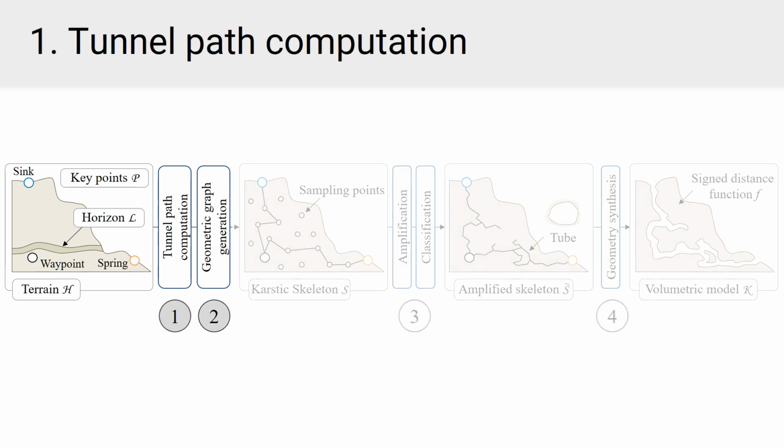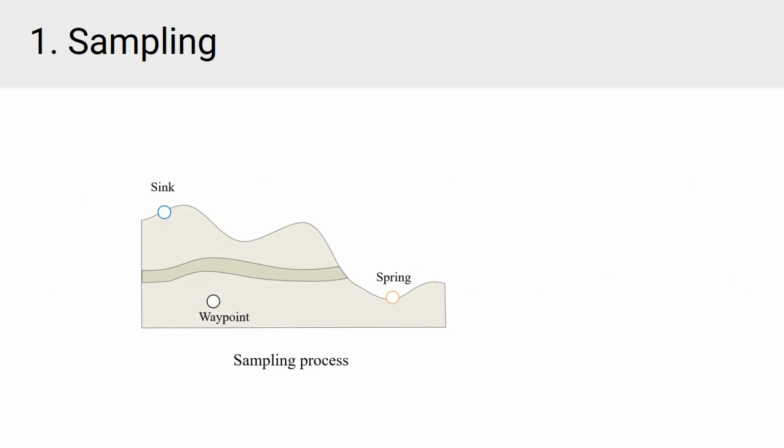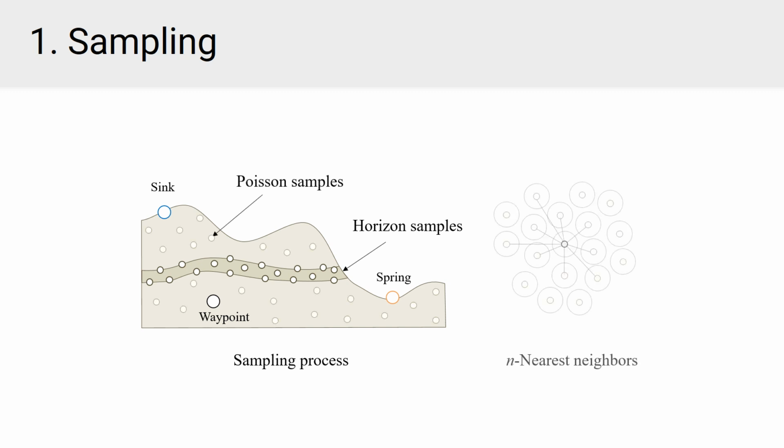We first describe the construction of a path connecting two points into the bedrock. Sampling is a crucial step for approximating the continuous anisotropic shortest path problem. We first distribute samples according to geological features such as horizons. The remaining space is filled with a Poisson sphere distribution, and the nearest neighbor graph is constructed.